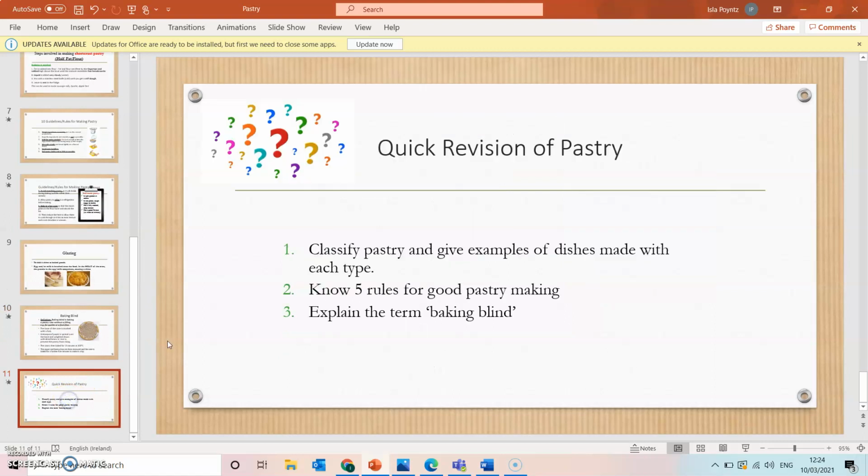Okay, and then at the end I just have a couple of little revision questions for you in terms of pastry. To classify it, give examples. So watch the keywords there. Classify pastry, putting it into groups. Give examples of pastry, rules for pastry, and baking blind.